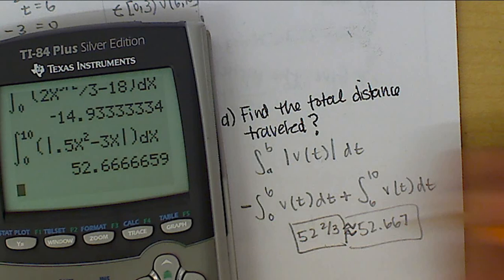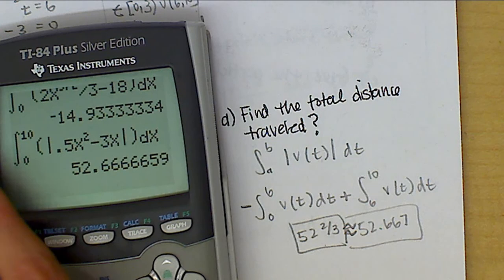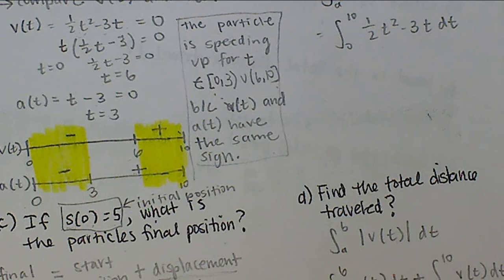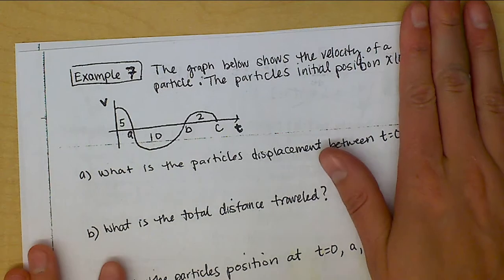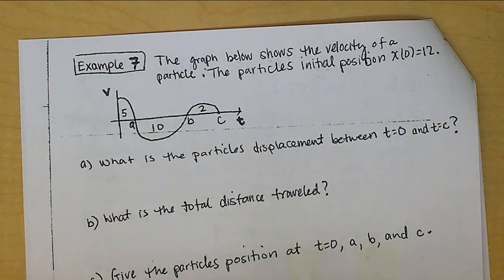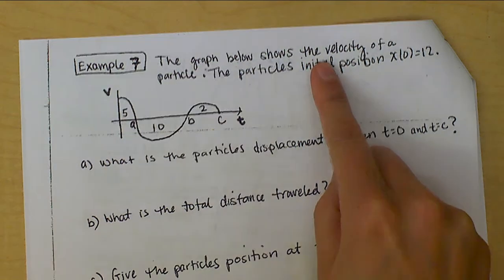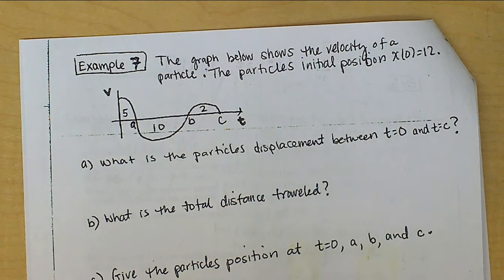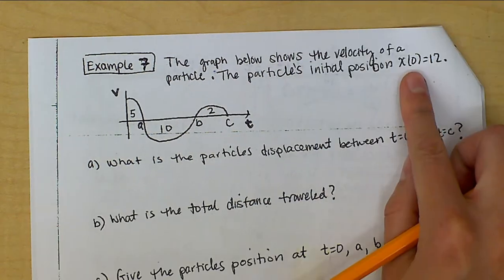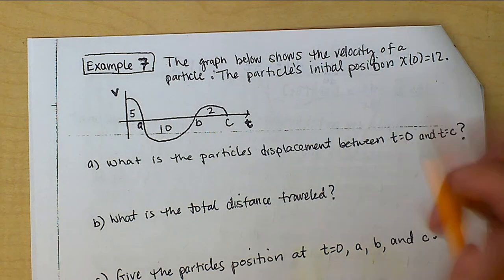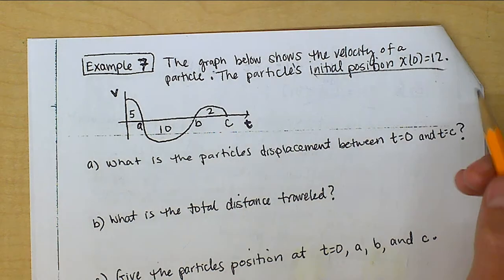Okay, we have one more problem. This is a fun one, I think, but you know I'm weird. Okay, so flip the page. Ooh, it's a graphical interpretation of distance and displacement. Okay, so the graph below shows the velocity of a particle. The particle's initial position is x of 0 equals 12. So position can also be in terms of x. Here's my initial position. So that might come in handy later.